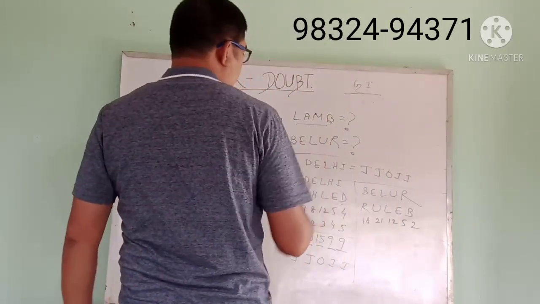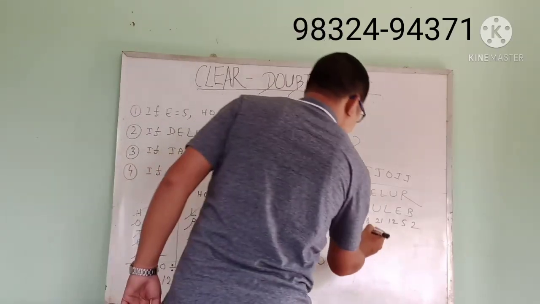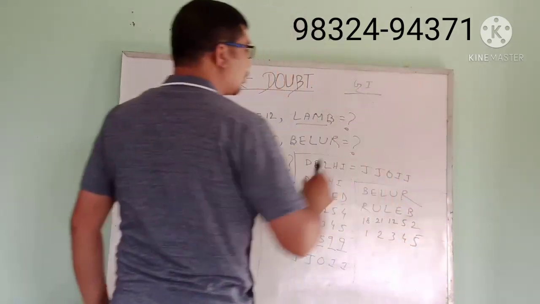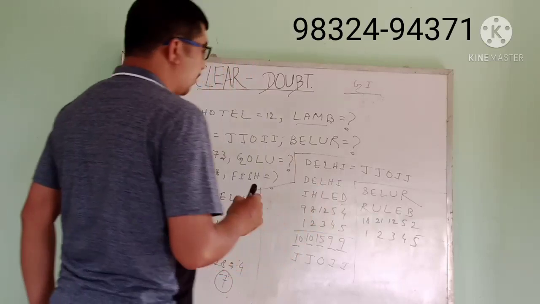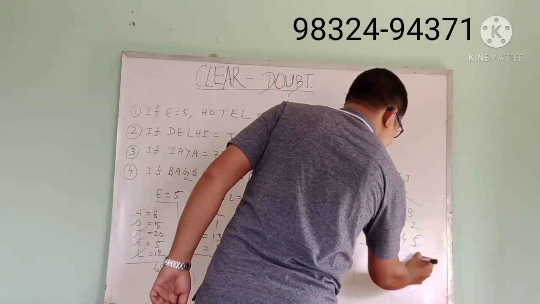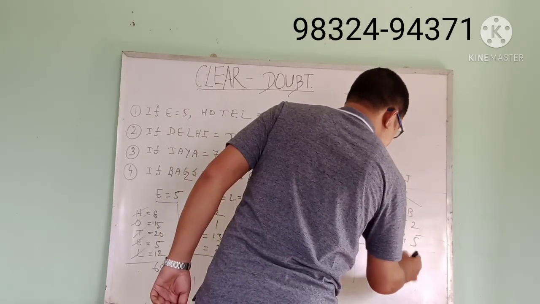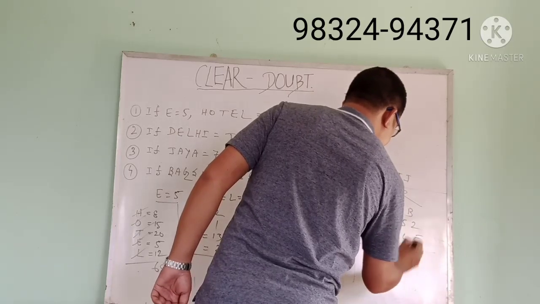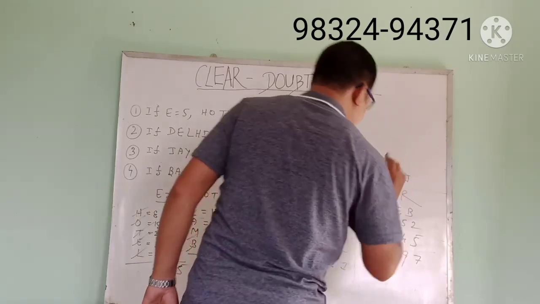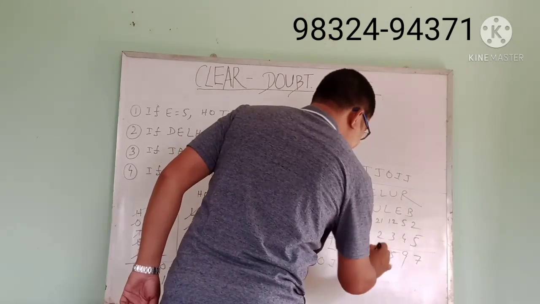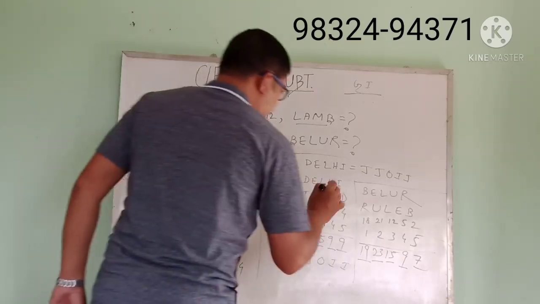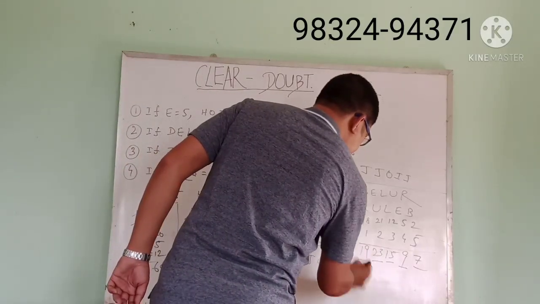Then put the consecutive natural numbers: first 1, then 2, then 3, then 4, then 5. There are 5 letters, so we need the first 5 consecutive natural numbers. Then we add. 5 plus 2 is 7. 4 plus 5 is 9. 12 plus 3 is 15. 21 plus 2 is 23. 18 plus 1 is 19. So we get 19, 23, 15, 9, 7. These are the place values. 19 is the place value of S.